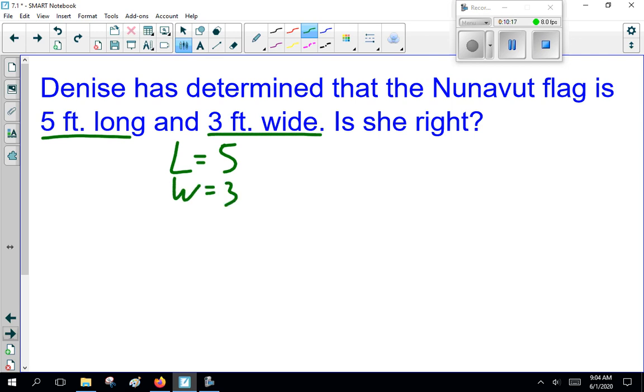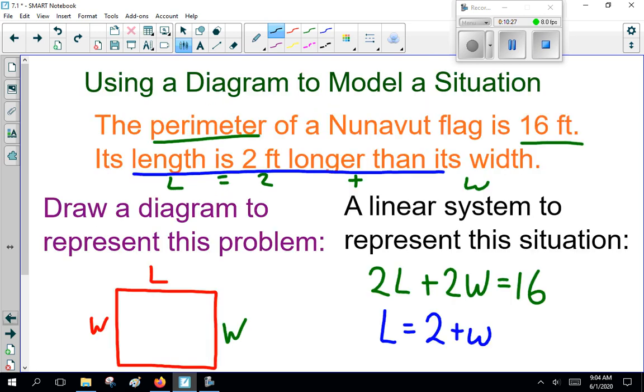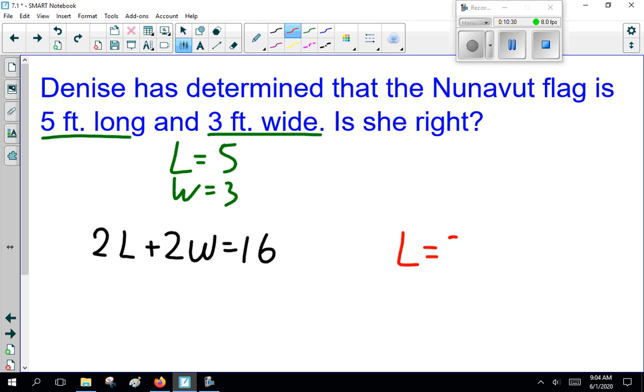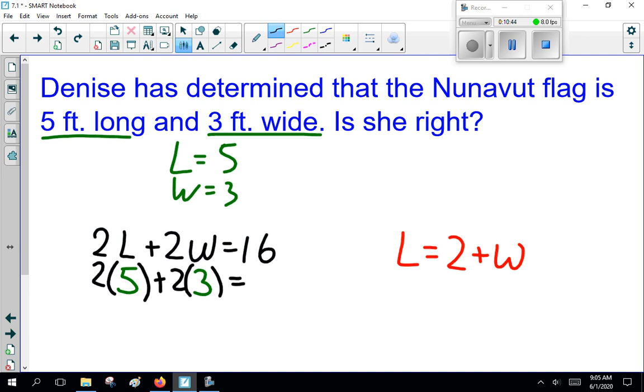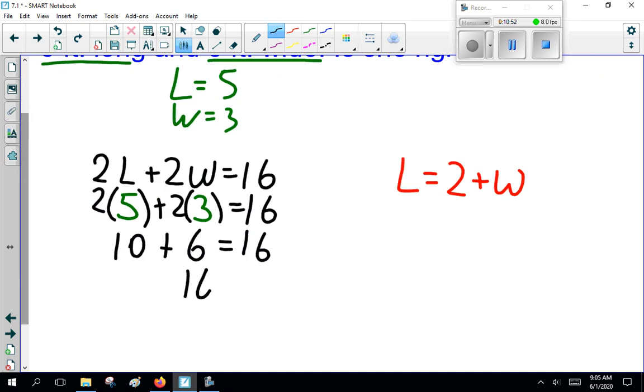Now, we just came up with the equation 2L plus 2W is 16. The other equation was L equals 2 plus W. Okay, so let's check them. Every time we see L, we replace it with 5. Every time we see W, we replace it with 3. Two times 5 is 10. 2 times 3 is 6. 16 equals 16. Yes, so far so good.